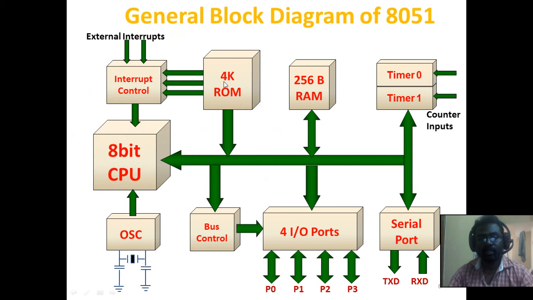As I told you, it has 4 KB internal program memory and 128 bytes of data memory, that is the random access memory, and we have 2 timers for delay as well as for counting purposes. Then we have 4 input output ports. These are all parallel ports, and we have one serial port. Along with that, we have the clock and the 6 interrupts. So this comprises the full microcontroller block structure.